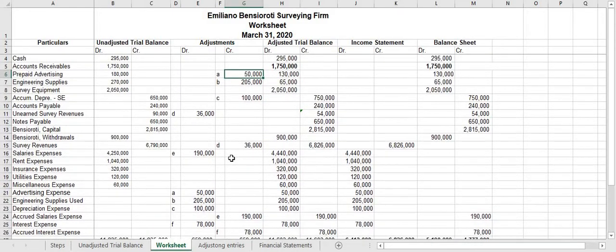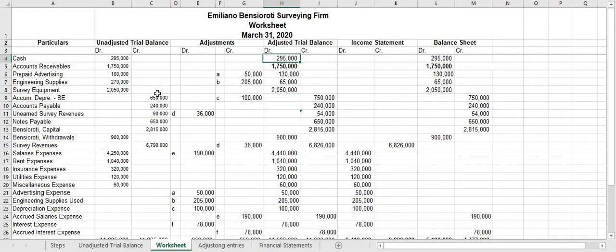So, for step 3, after you finish transferring the adjustments, you combine the unadjusted trial balance with the adjustments. The combination of the two is what you place in your adjusted trial balance column.